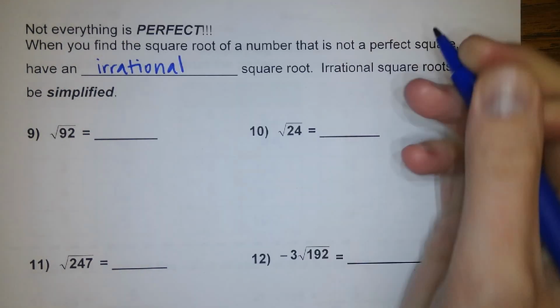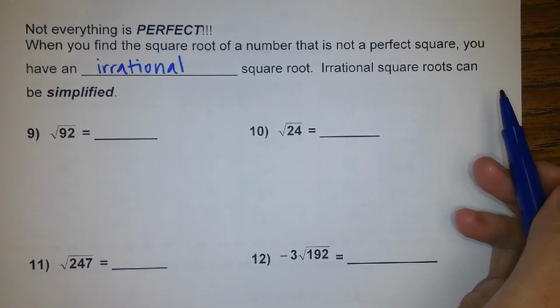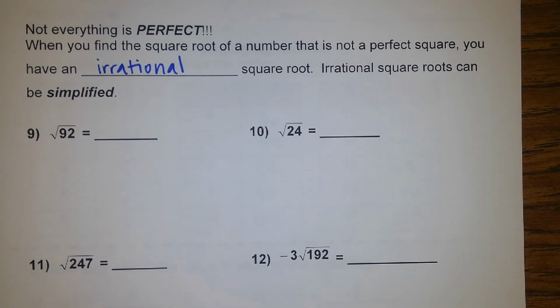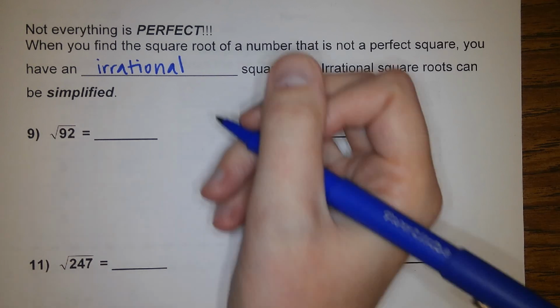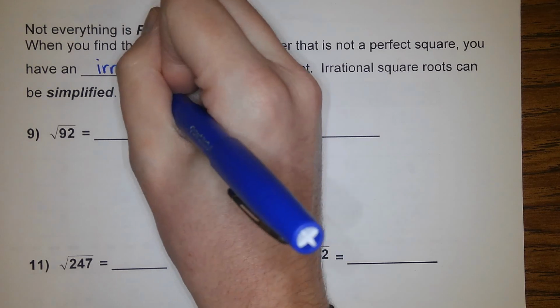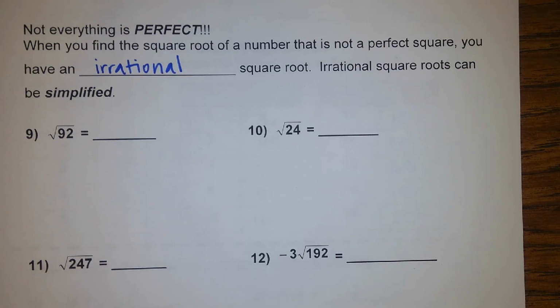Square root. Irrational square roots can still be simplified, and we are going to teach you how to do that today. You can do it a few different ways. You can do it by finding the perfect square, or you can do it by the prime factors, okay? So we are going to go ahead and take a look at this.